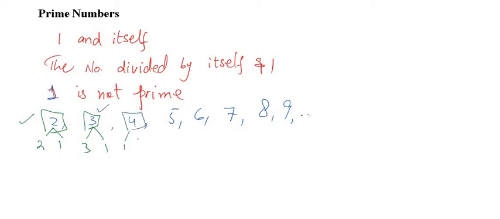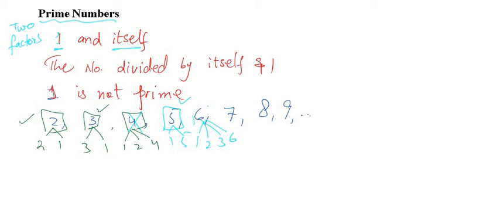4 has 1, 2, and 4. So it is not a prime number. 5, 1 and 5, yes, it is also a prime number. According to the definition, the prime numbers are those which have only two factors, 1 and itself. Similarly, check this one, 1, 2, 3, and 6. No, it's also not a prime number because it has four factors.